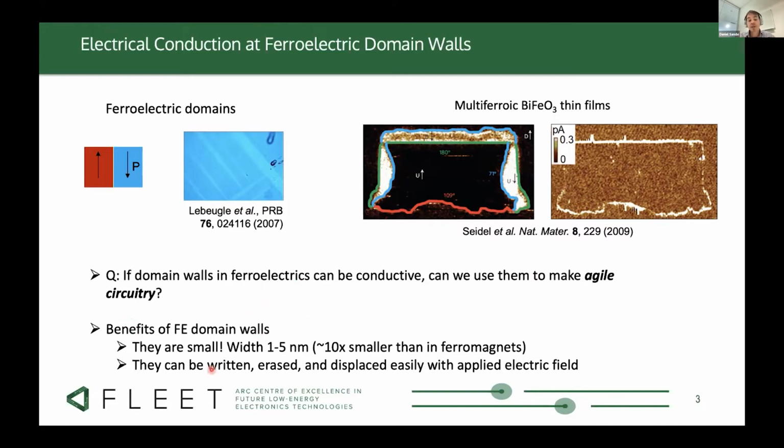One thing that I'd like to highlight before moving on is that ferroelectric domain walls have some benefits compared with ferromagnetic materials in that they're actually very small. They're of the order of 1 to 5 nanometers in size, which is an order of magnitude smaller than ferromagnets. And as I mentioned before, we can use electric field to actually write these, erase them, and move them around as well. So it allows us to make this agile circuitry a reality.